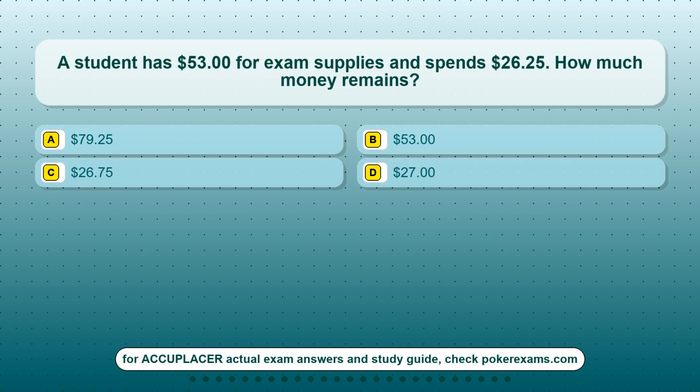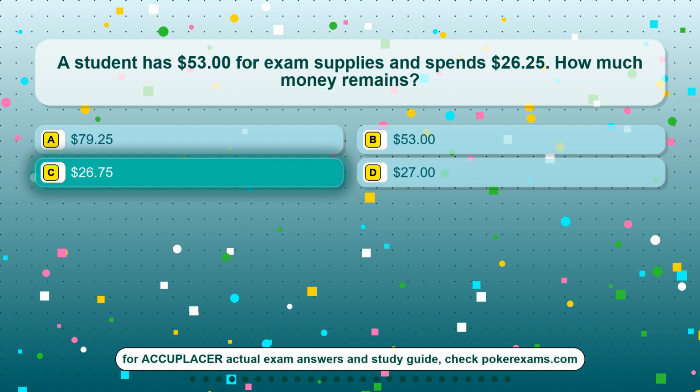Question 3. A student has $53 for exam supplies and spends $26.25. How much money remains? Option A, $79.25. Option B, $53. Option C, $26.75. Option D, $27.